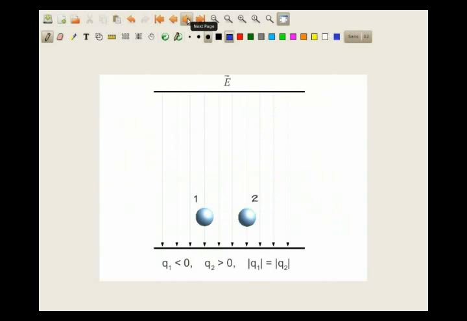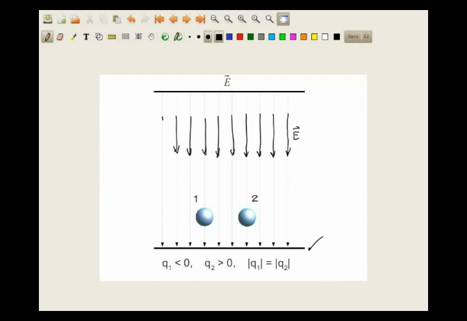Let's imagine we have a situation with a uniform electric field, and just in case it's hard to see, the electric field vectors all point down like this, and they end down at the bottom on this line here. Okay? So we have an electric field, it's uniform, it points down. We have two charges. Charge 1 has a charge that's less than 0, so it's a negative charge. Charge 2 has a charge that's greater than 0, so it's a positive charge, and their magnitudes are the same. So all that differs between these two charges is their sign. One is positive, one is negative.